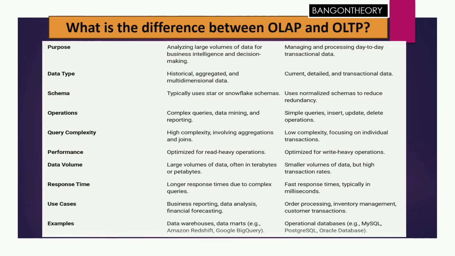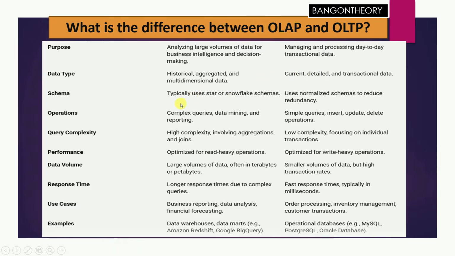The next question is, what is the difference between OLAP and OLTP? OLAP stands for online analytical processing and OLTP stands for online transactional processing. As the name says, we use OLAP for analyzing large volumes of data for business intelligence and decision making. We use OLAP for reporting and BI purposes, and OLTP for transactional purposes, as it manages and processes day-to-day transactional data.